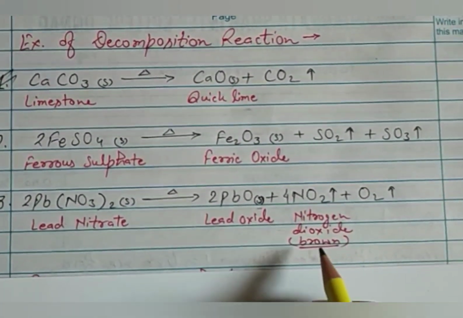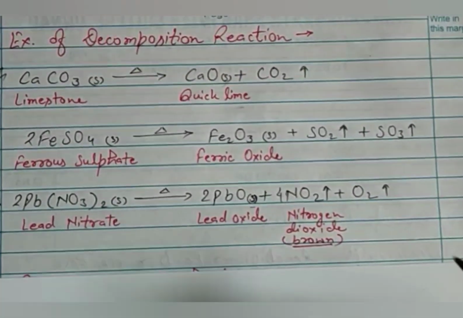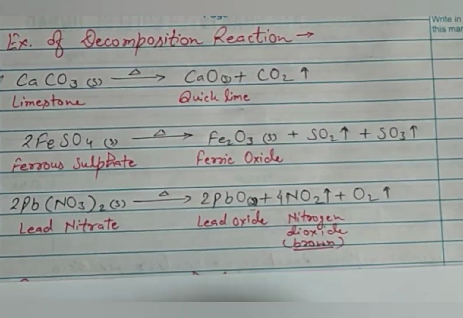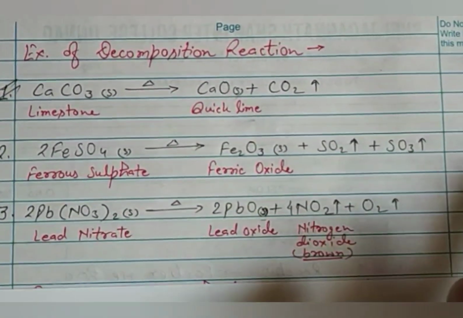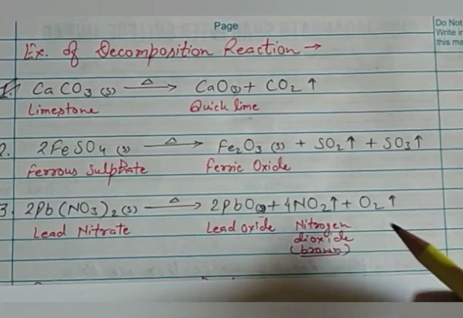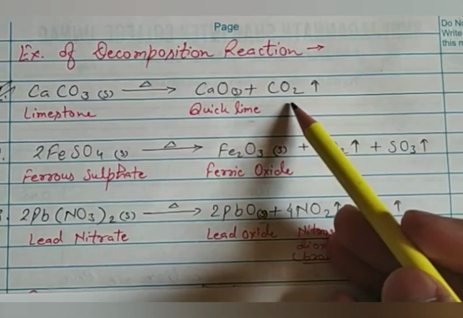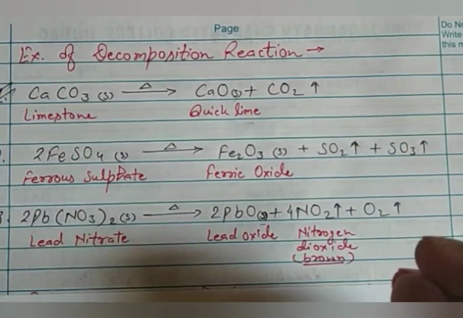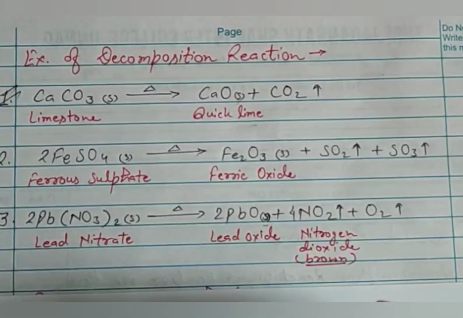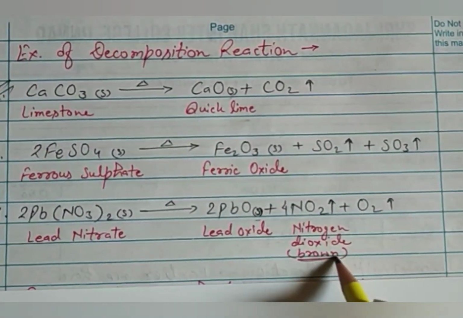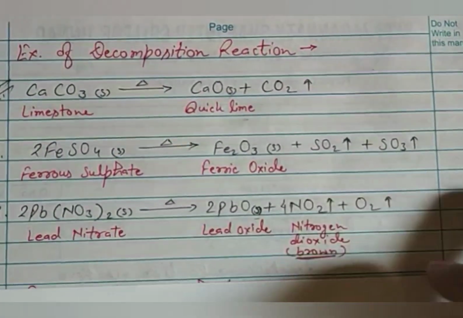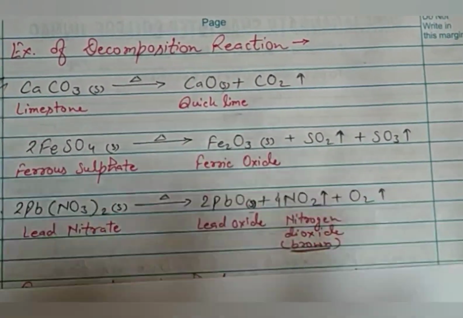How can we identify some gases? Some gases are identified by their specific color, some are identified by their pungent smell or different kinds of activities. Like oxygen supports burning, carbon dioxide puts off a burning splinter. Similarly, nitrogen dioxide has a brown color, a very specific color, very easy to recognize.